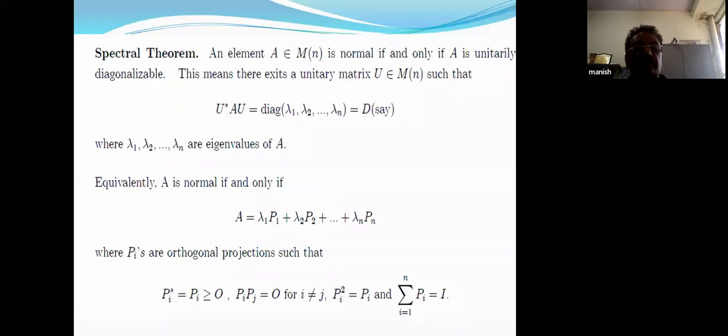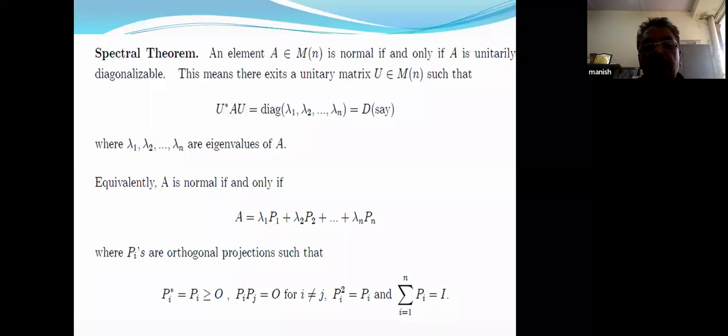Now, the next related theorem is the spectral theorem. Now, the question is that not all matrices are diagonalizable. Further, every diagonalizable matrix need not be unitarily diagonalizable. So, what are the matrices which are unitarily diagonalizable? Only normal matrices are unitarily diagonalizable. And this is the spectral theorem.